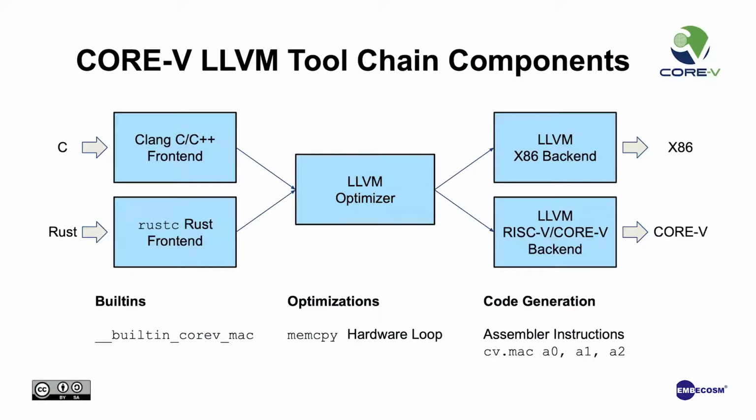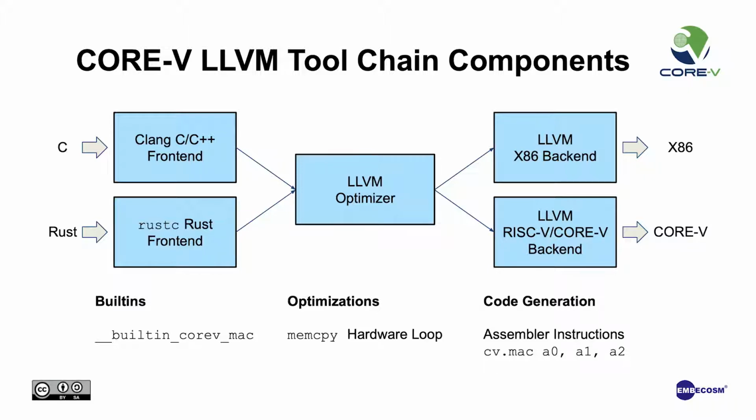So the LLVM toolchain consists of three parts. The first part is the front end, where we define things like built-ins, like we saw before. The front end can be one of many for different languages, like the Clang front end for C and C++, the Rust front end for the Rust language, or for other languages. Currently, we're only working on the Clang front end for the CORE-V toolchain.